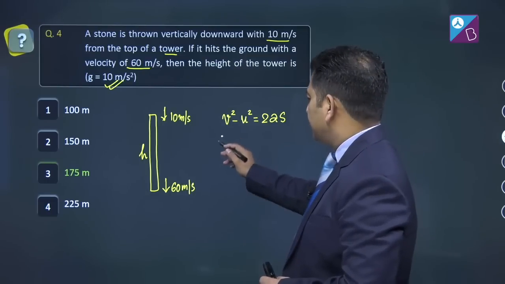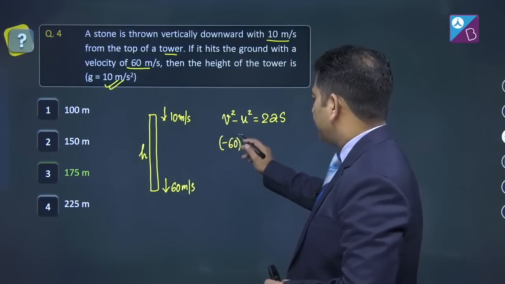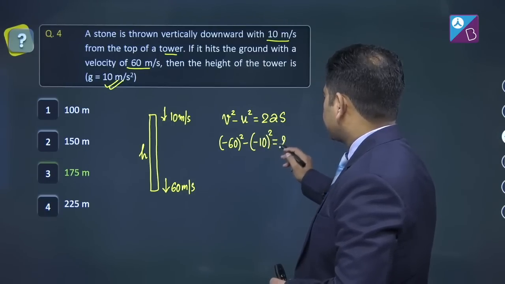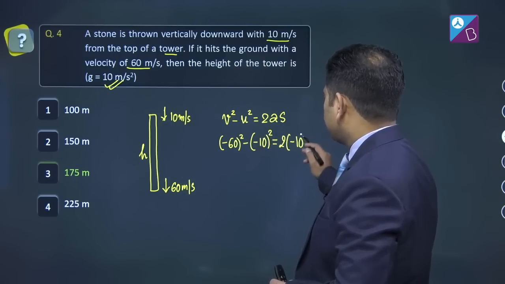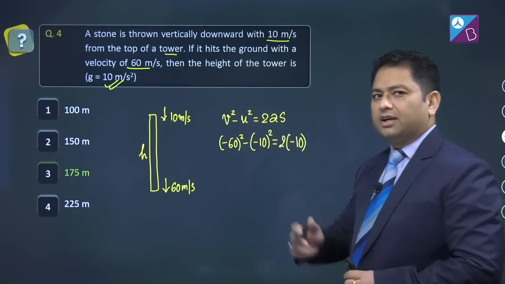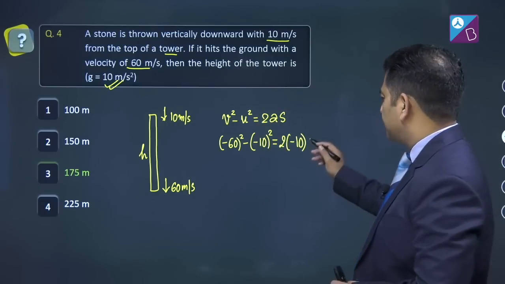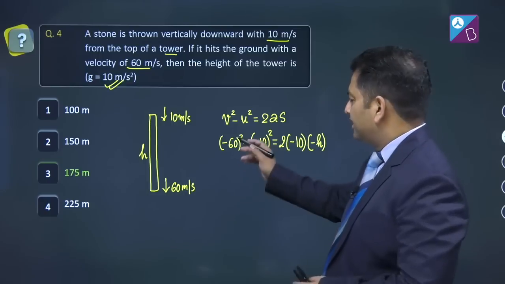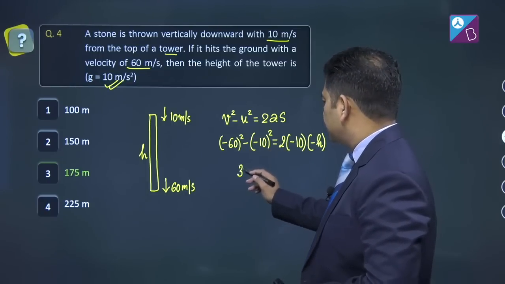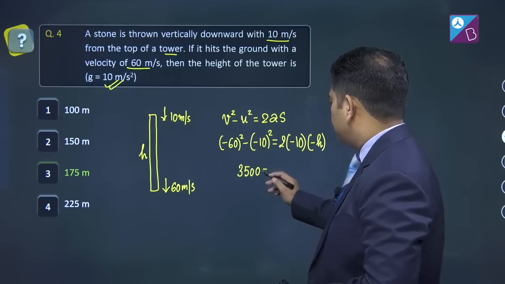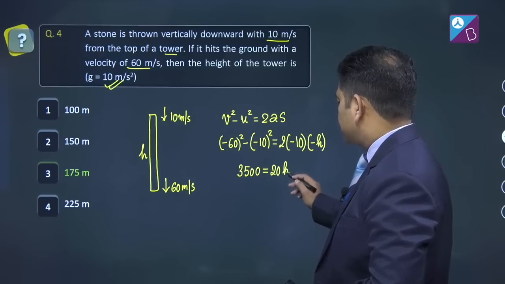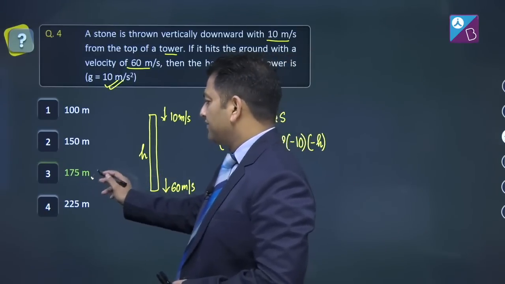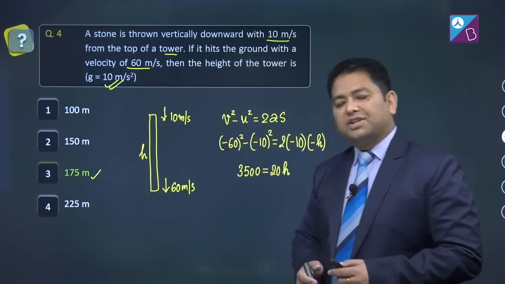Final velocity ये है -60 का square, initial velocity ये है -10 का square, acceleration being downward that will be taken as -10, and displacement that is down, so that will again be minus h. Now see, it's so simple. 3600 minus 100, that is 3500 equals 20 multiplied by h, यानी h की जो value है that will be 175 meter. Let's go to question number 5.